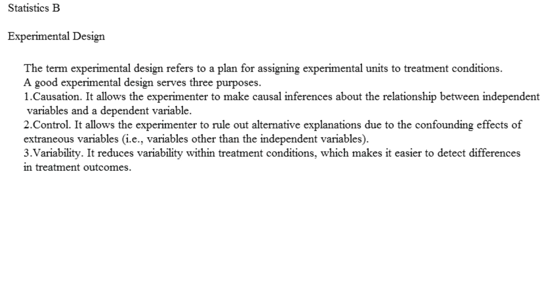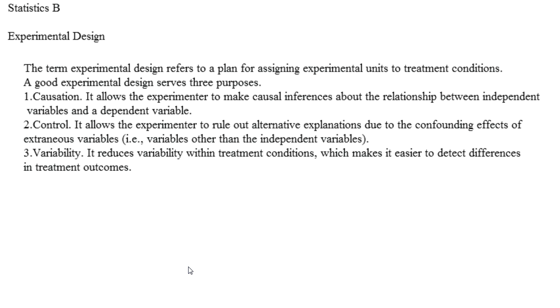A good experimental design serves three purposes. It serves to prove causation. It allows the experimenter to make causal inferences about the relationship between the independent variable and the dependent variable, or the explanatory and the response variable. It allows control. It allows the experimenter to rule out alternative explanations due to the confounding effects of extraneous variables, i.e. variables other than the independent variables.